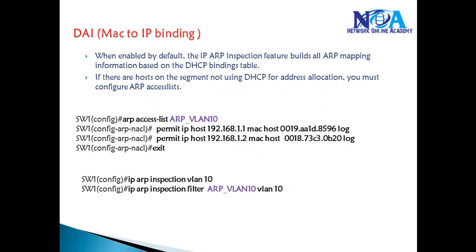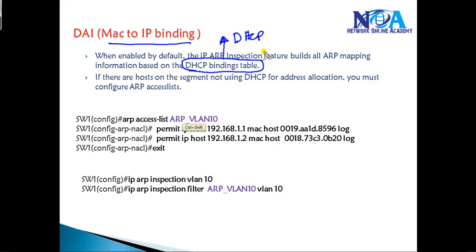Now here I'm not going to define the case where you want to use manual bindings. One option is we can use DHCP binding information, which is automatically built by the DHCP server, and to make this possible you just need to have the DHCP snooping feature enabled. Once you enable DHCP snooping, the switch is going to contact the DHCP and validate the IP to MAC information based on the DHCP binding information which is already created by the DHCP.